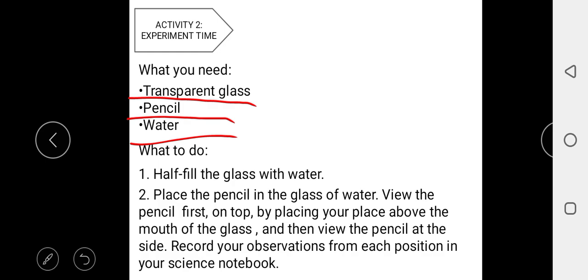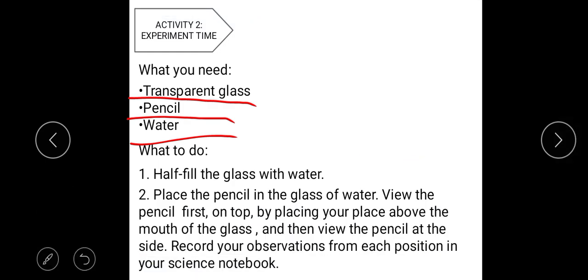And what do you need to do? First, half fill the glass with water. Then second, place the pencil in the glass of water. View the pencil first from the top by placing your eyes above the mouth of the glass, and then view the pencil at the side. After that, you need to record your observations from each position in your science notebook.